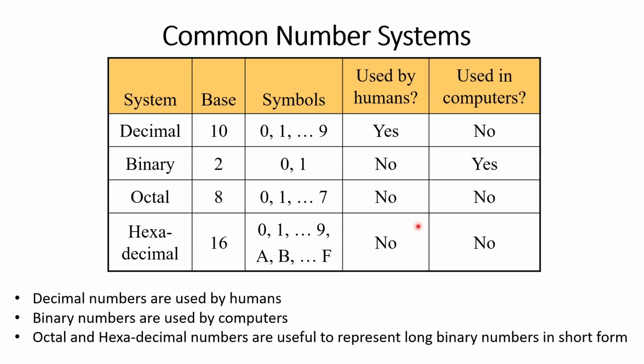We use decimals in daily life, but computers use binary because hardware can easily understand on and off, which is 1 and 0. So why so many number systems? Computers work with binary, but binary numbers can get really long and messy. That's why octal and hexadecimal exist. They are shorter and easier ways to represent long binary numbers. So think of octal and hexadecimal as shortcuts for binary.